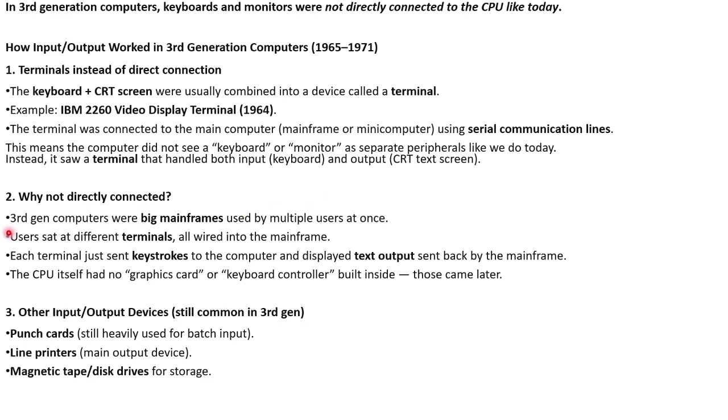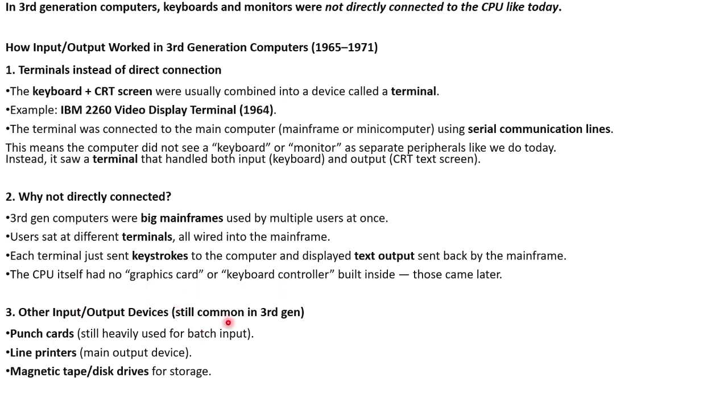Why not directly connected? Third generation computers were big mainframes used by multiple users at once. Users sat at different terminals, all wired into the mainframe. Each terminal just sent keystrokes to the computer and displayed text output sent back by the mainframe. The CPU itself had no graphics card or keyboard controller built inside. Those came later, but at that time the CPU did not have any graphics card or keyboard controller.